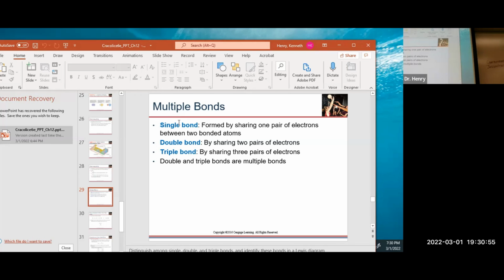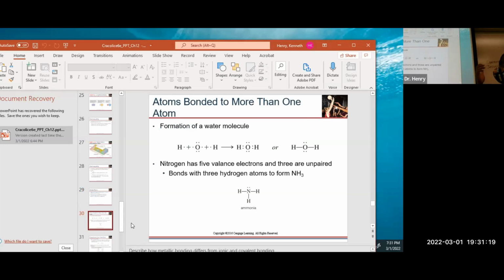Okay, so we've already talked about it. A single bond is sharing of one pair, which is a total of how many electrons? 2 electrons. Double bonds is sharing of 2 pair, which is a total of how many electrons? 4. Okay. A triple bond is the sharing of, okay. You guys are getting this. Piece of cake. So we've already talked about if you have more than 2 atoms. In the case of water, we've already given that as an example. Here's what we've done with the nitrogen.